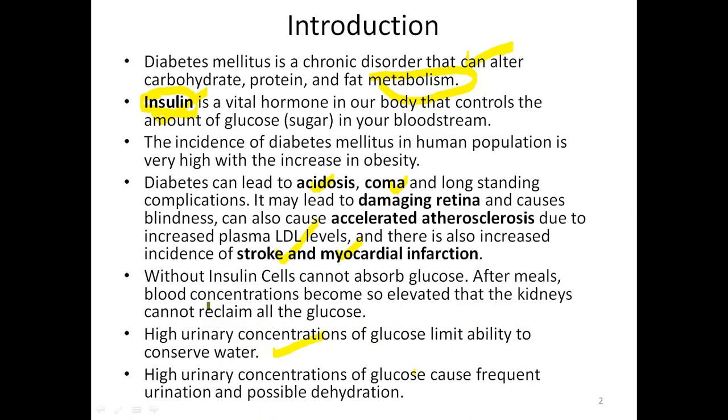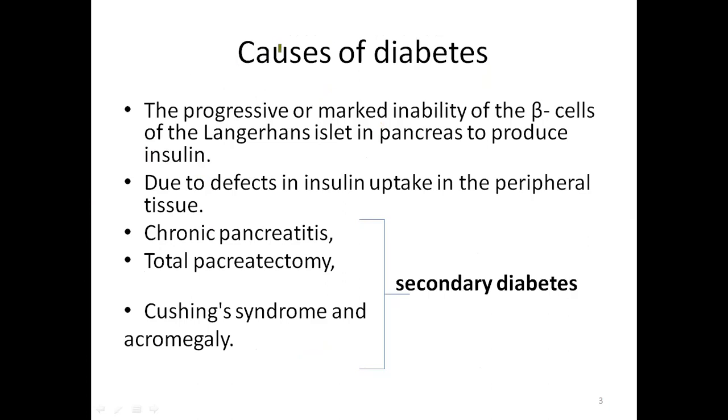Let us try to understand the main cause of diabetes mellitus. The first important cause is the inability of the beta cells of the islets of Langerhans present in the endocrine pancreas to produce insulin. If they fail to produce insulin, it results in diabetes mellitus. The other important reason is that the peripheral tissues of the body fail to respond to insulin, so they lose their insulin sensitivity.